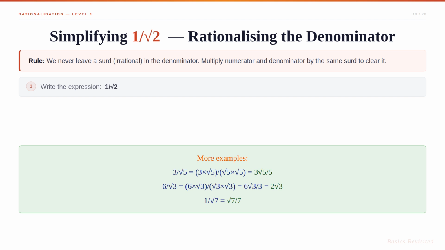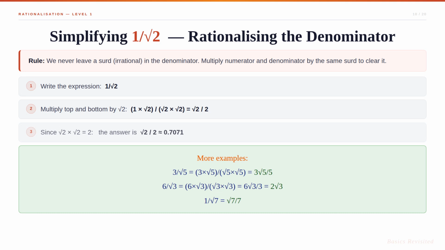Step 1. Write the expression 1 over root 2. Step 2. Multiply numerator and denominator by root 2. 1 times root 2 over root 2 times root 2 equals root 2 over 2. Step 3. Since root 2 times root 2 equals 2, the final answer is root 2 over 2, approximately 0.7071. More examples. 3 over root 5 equals 3 root 5 over 5. 6 over root 3 equals 2 root 3.